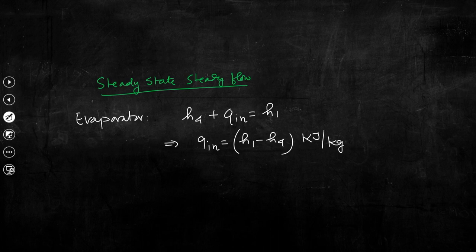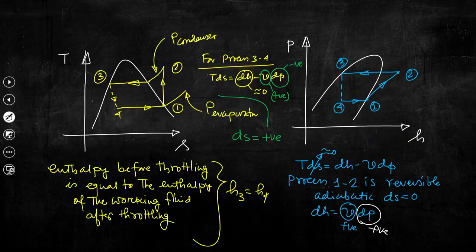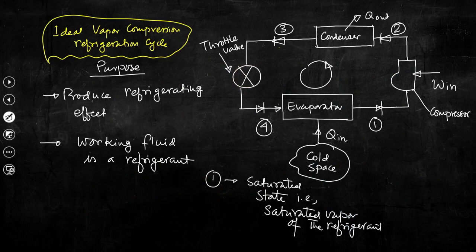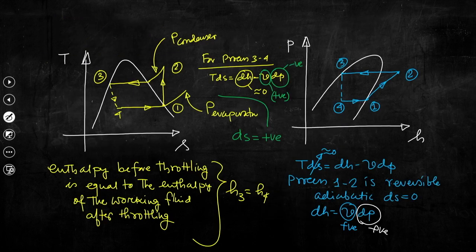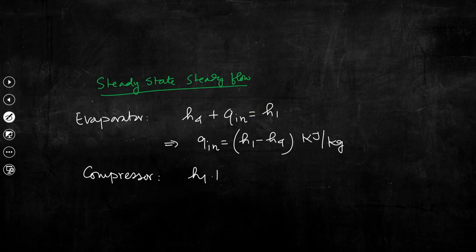Now, this much heat is what the evaporator takes per kg of refrigerant flow, at the cost of some input energy, and that input energy is the work input to the compressor. So, if we apply the steady flow equation across the compressor, going back to the schematic depiction, we can write H1 plus W in equals H2, that is, W in equals H2 minus H1.